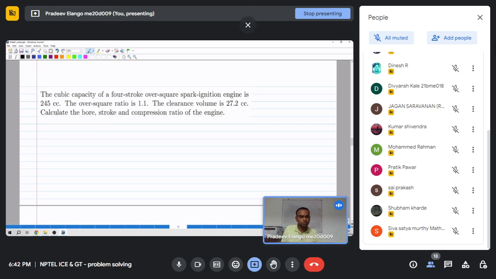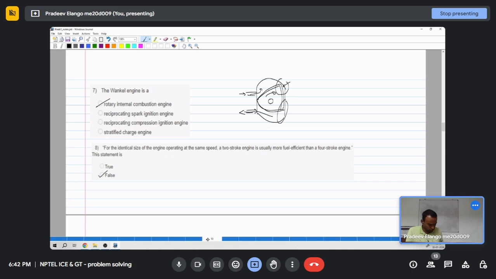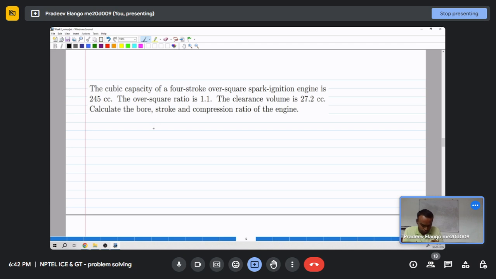Okay, then let's start with the next problem. The cubic capacity of a 4-stroke over-square spark ignition engine is 245 cc. The over-square ratio is 1.1. The clearance volume is 27.2 cc. Calculate the bore, stroke, and compression ratio of the engine. Over-square engine means D is greater than L. So D by L is 1.1, that is D is equal to 1.1 times L.